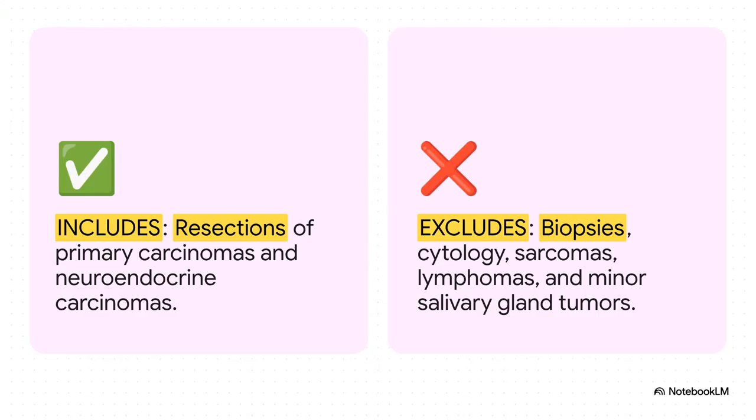Okay, look at this. The lines are pretty black and white, right? This protocol is for resections. We're talking about your parotidectomies, your submandibular gland resections, that kind of thing. What it's not for, biopsies or cytology. Nope. And for tumor types, we're zeroing in on primary carcinomas and neuroendocrine carcinomas in the major salivary glands. Sarcomas, lymphomas, tumors from the minor glands, they all have their own set of rules. Honestly, just getting this part right from the get-go is half the battle won.